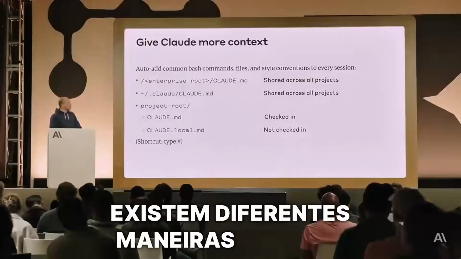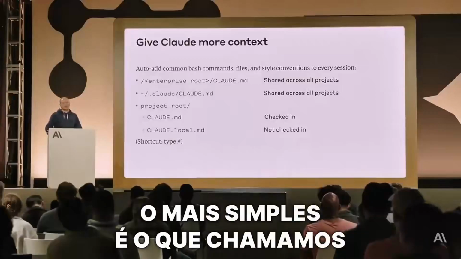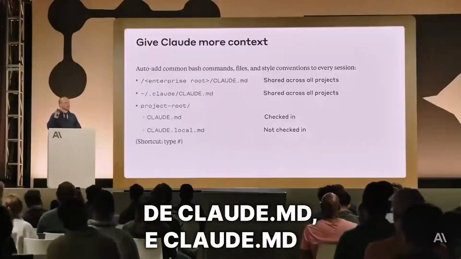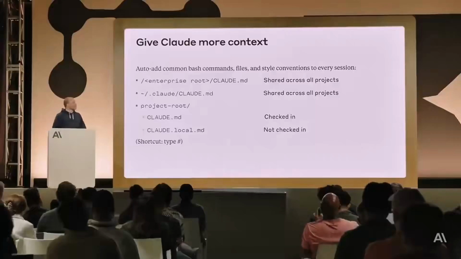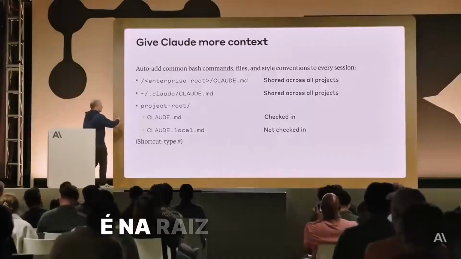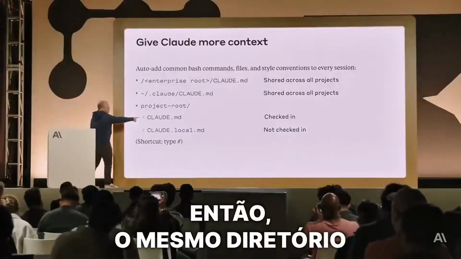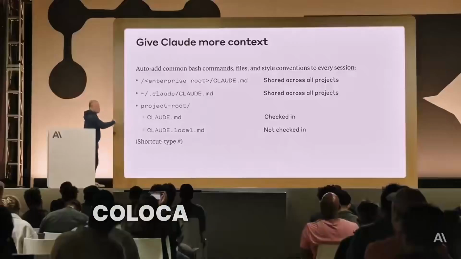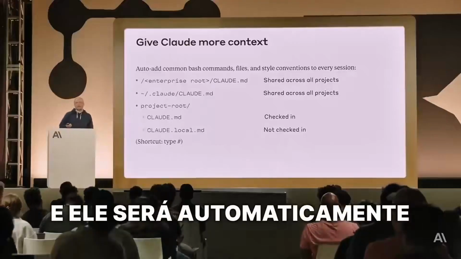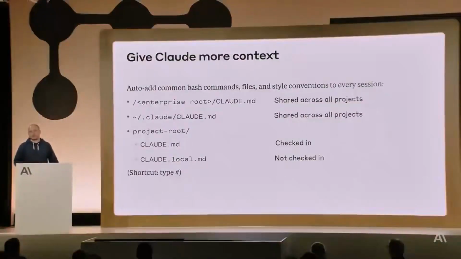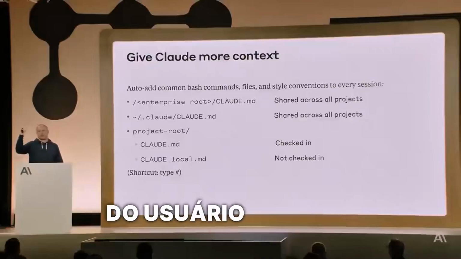There's different ways to do this. The simplest one is what we call CLAUDE.md, and CLAUDE.md is the special file name. The simplest place to put it is in the project root, so the same directory you start Claude in, put a CLAUDE.md in there. And that'll get automatically read into context at the start of every session. Essentially, the first user turn will include the CLAUDE.md.